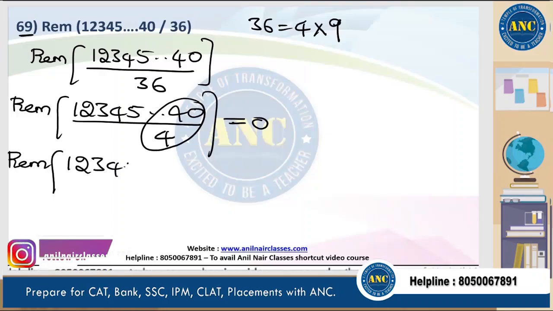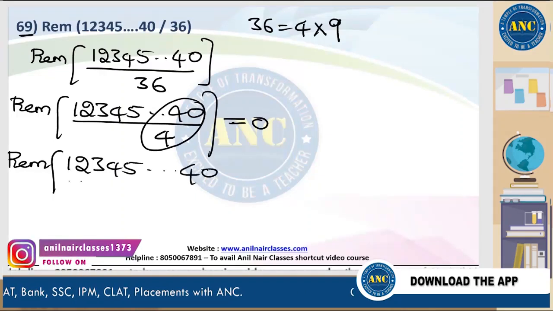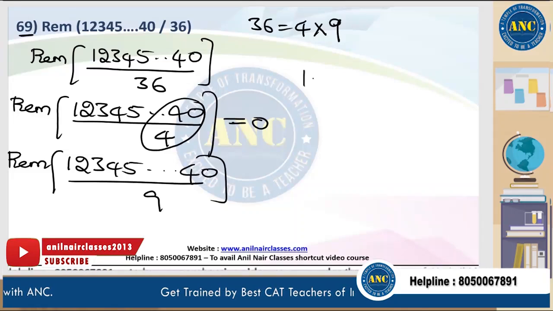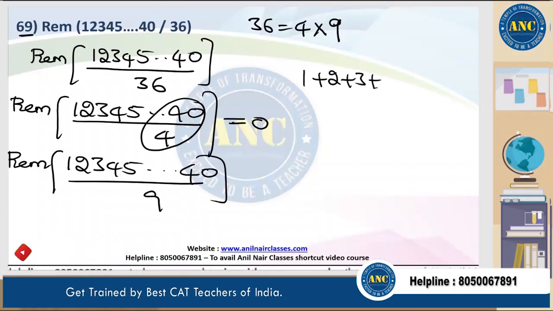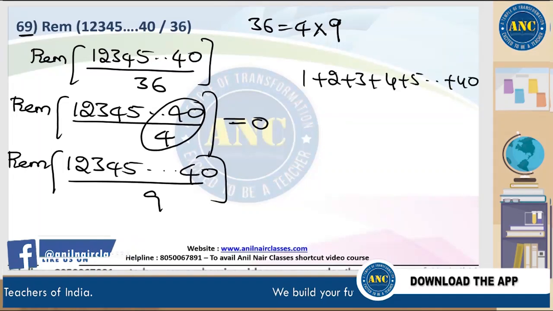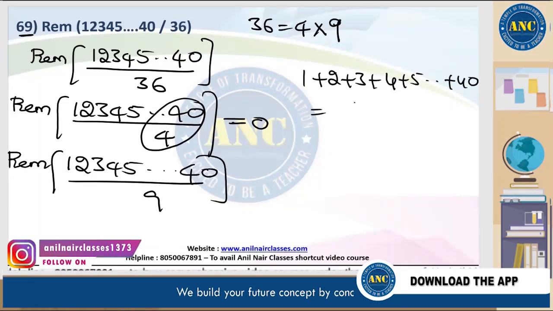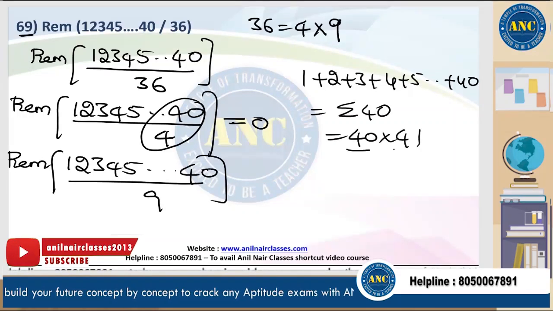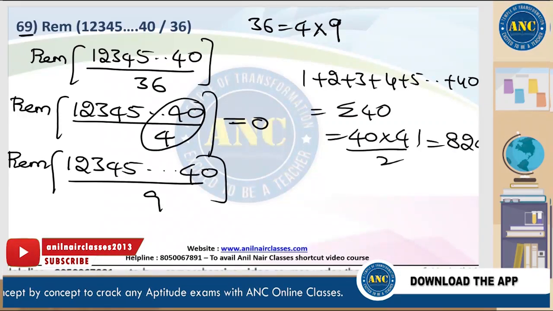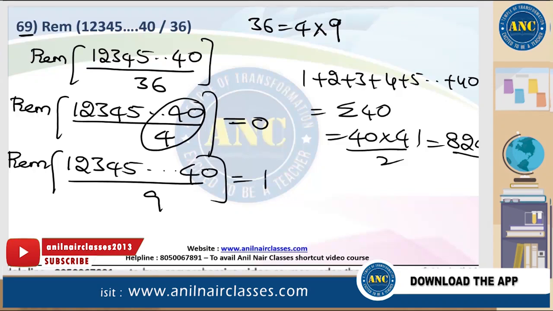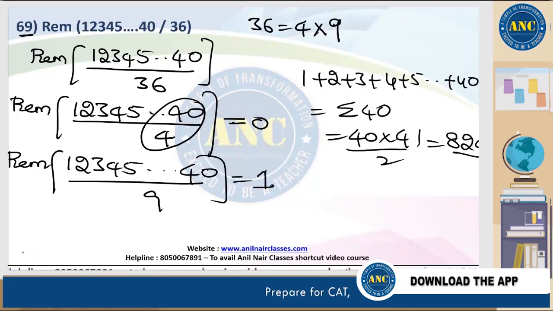Next it is by 9. 1, 2, 3, 4, 5 and so on up to 40 divided by 9. 9 is the sum of the digits. So 1 plus 2 plus 3 plus, even if you take a combination or single digit, the answer will not change. Sum of the first n natural numbers is n into n plus 1 by 2. So it is nothing but 820. 820 digital sum is 8 plus 2, 10. 10 divided by 9 is 1. It is 1. I hope it is clear.